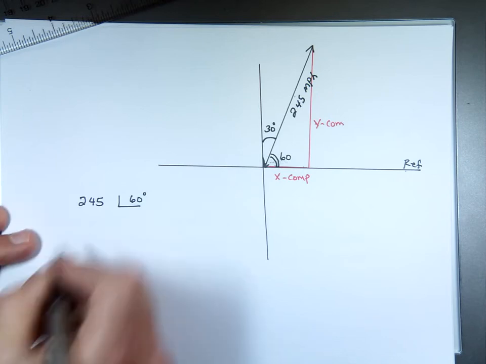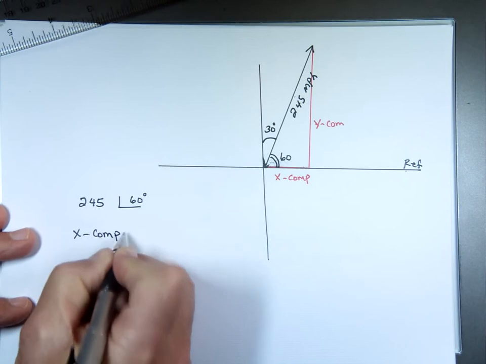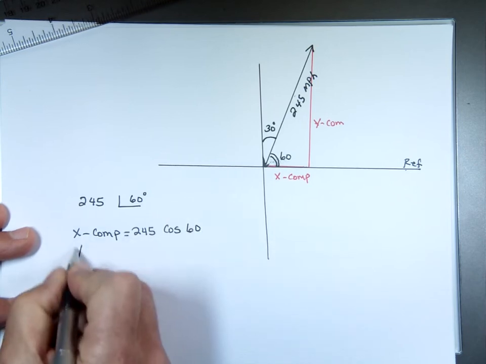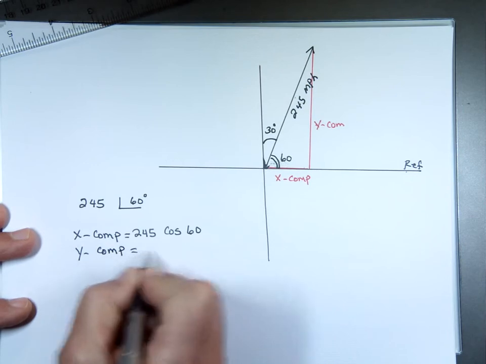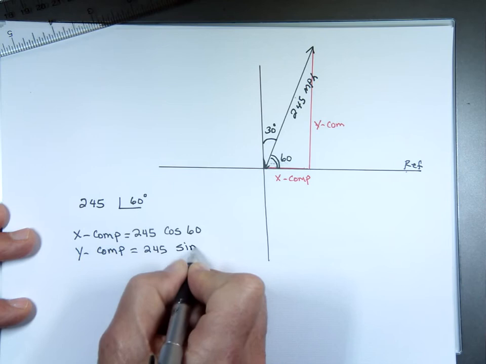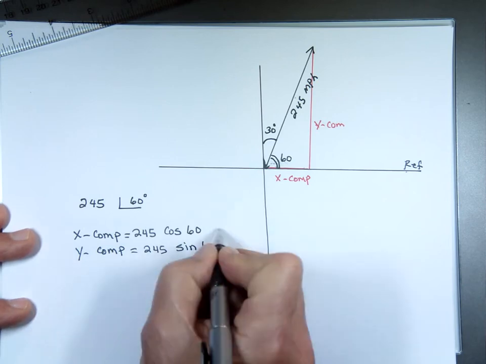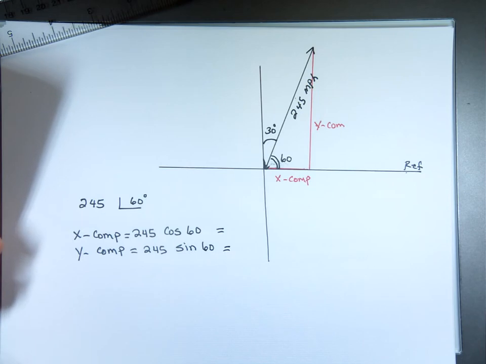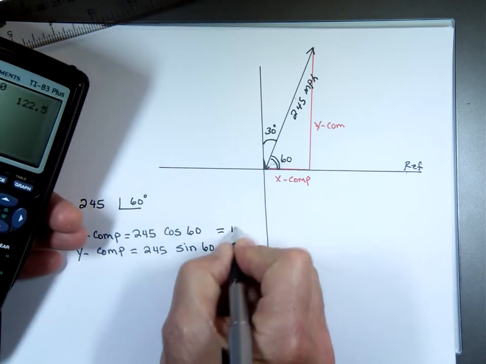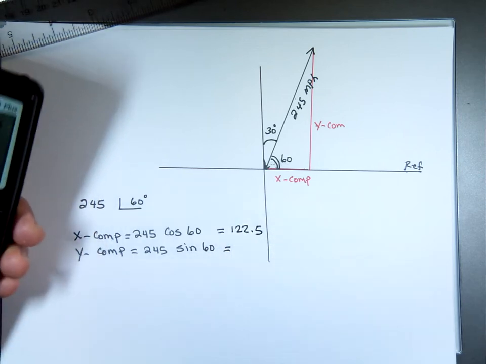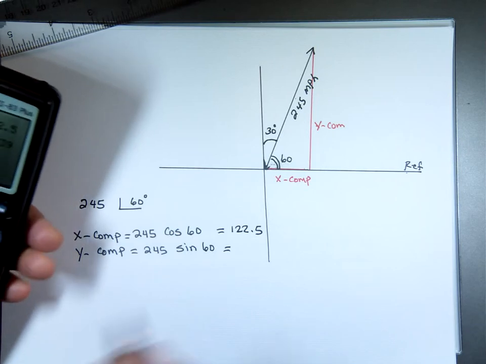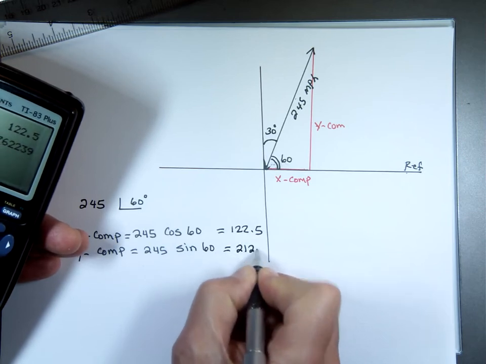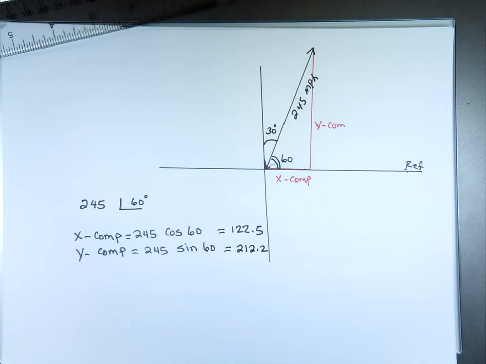So that angle is going to have an x component equals what? 245 cosine of 60, and a y component equals 245 sine of 60. So what's the x component? Cosine of 60, 122.5, and the y component is 245 sine of 60 degrees, which is 212.2. A lot of times when you go to write this vector, they'll say, can you change this to rectangular mode?